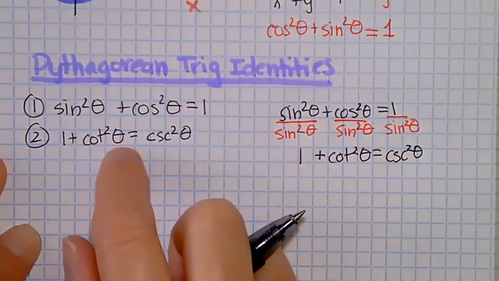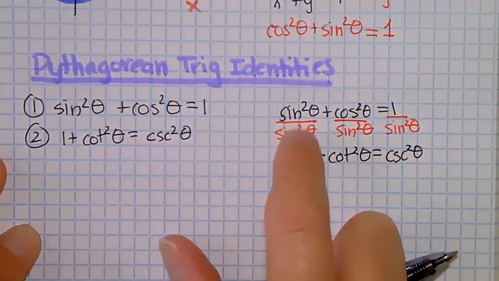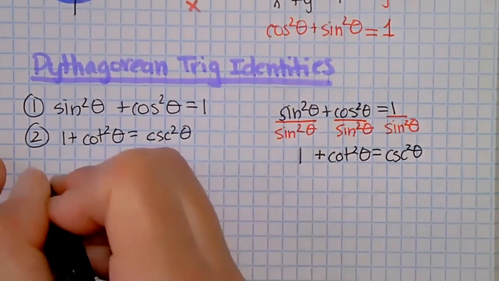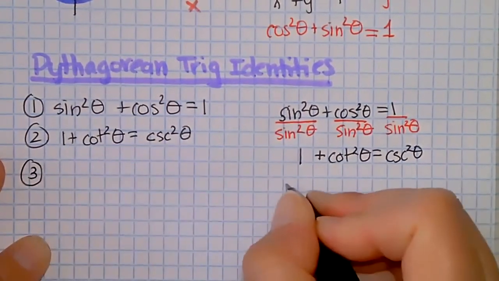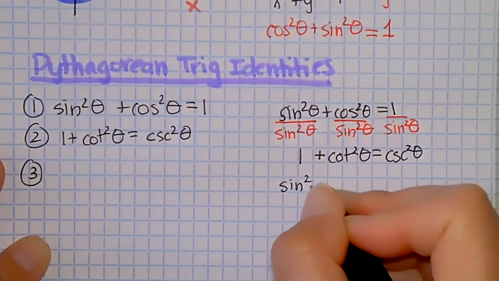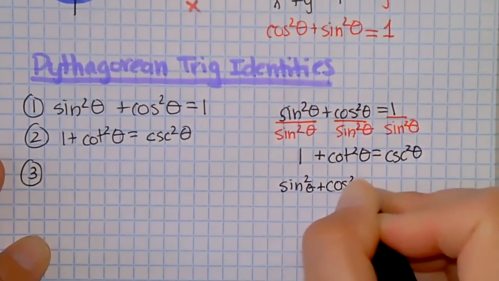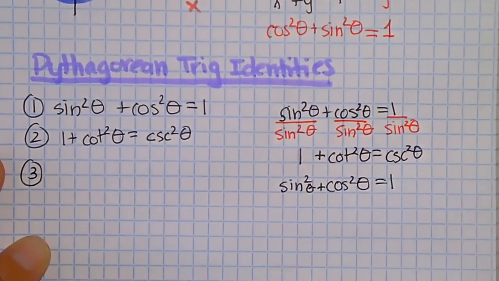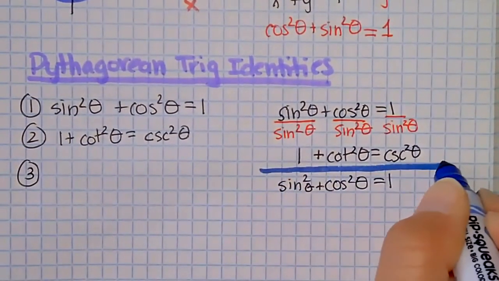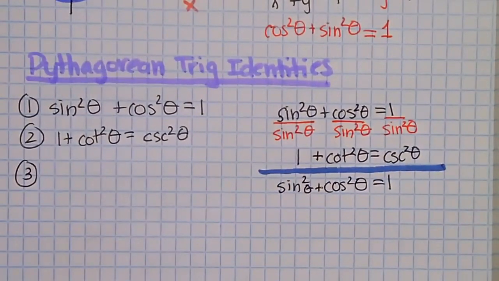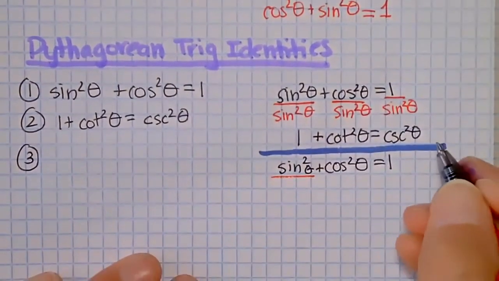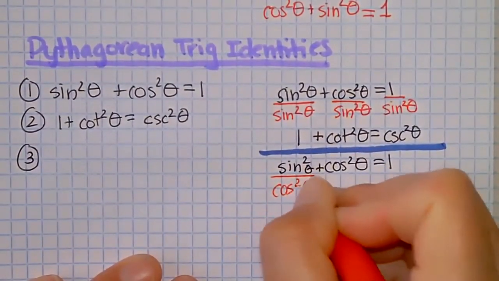And again, I don't memorize this. I can always derive it just by dividing by sines. And then the next time I'm going to divide by cosine. So we're going to do this one more time to get our third one. So if I take sine squared theta plus cosine squared theta equal 1, I'm just going to draw a line, so I'm separating these. And I'm going to divide them, instead of by sine, this time I'm going to divide them by cosine squared.